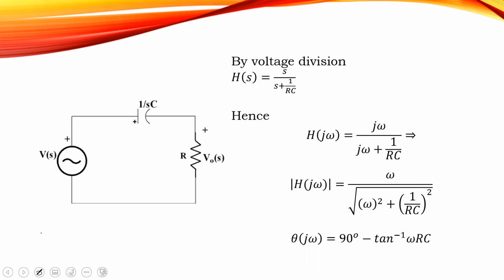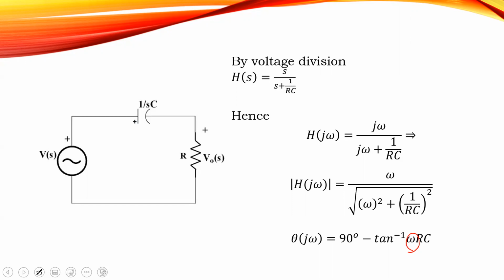So for our high pass filter, the angle would start at 90, unlike with the low pass, where it would be the reverse. So it starts at 90 and then it would tend towards 0. Because of course, as omega tends towards infinity, then tan inverse of infinity would give us 90. So we'll have theta to be 0. So it will be tending towards 0.